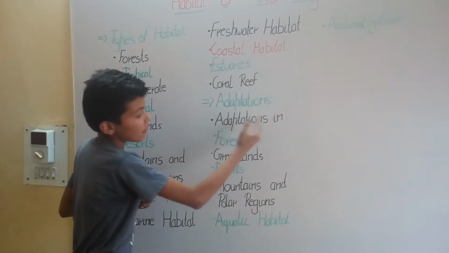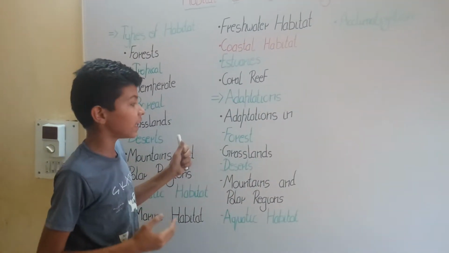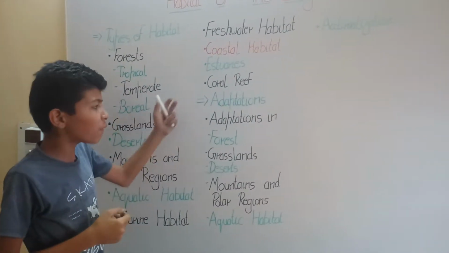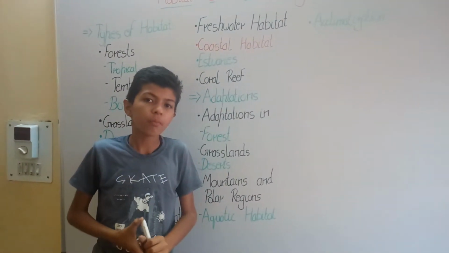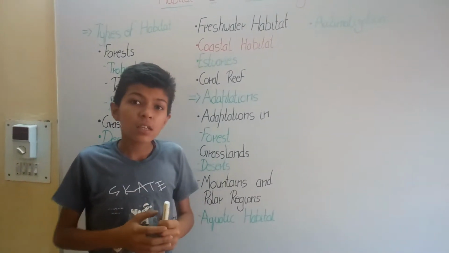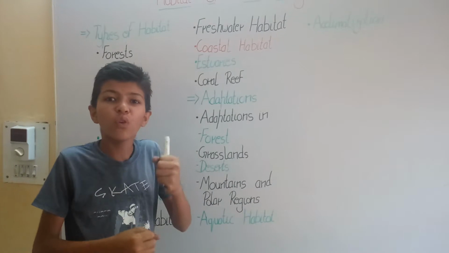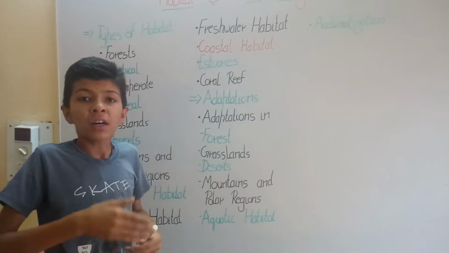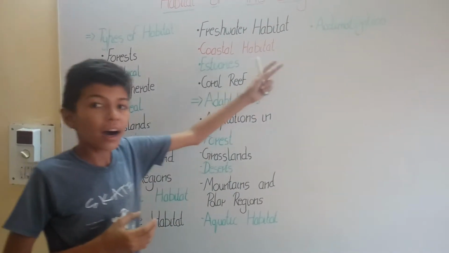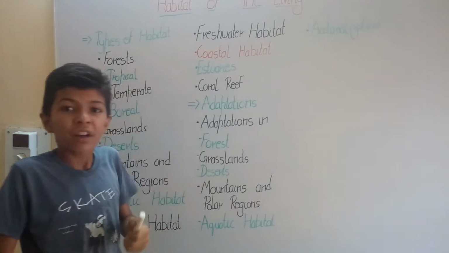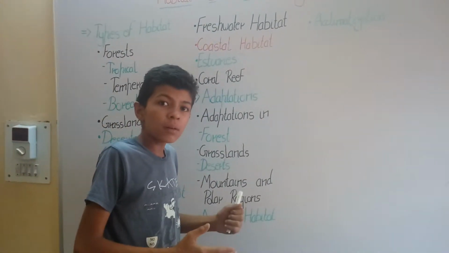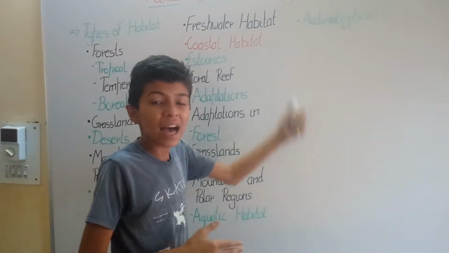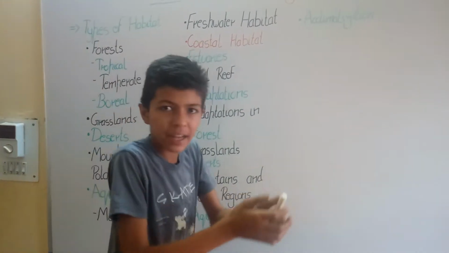Then we have adaptation in forests. How is adaptation in the forest shown? The first type of forest is the tropical forest. What type of adaptation is shown in the tropical forest? In the tropical forest, there is a variety of flora and fauna. In plants, they have drip tips. When water falls on the leaf, it easily falls down, and most trees are capable of climbing higher than other trees to get sunlight.